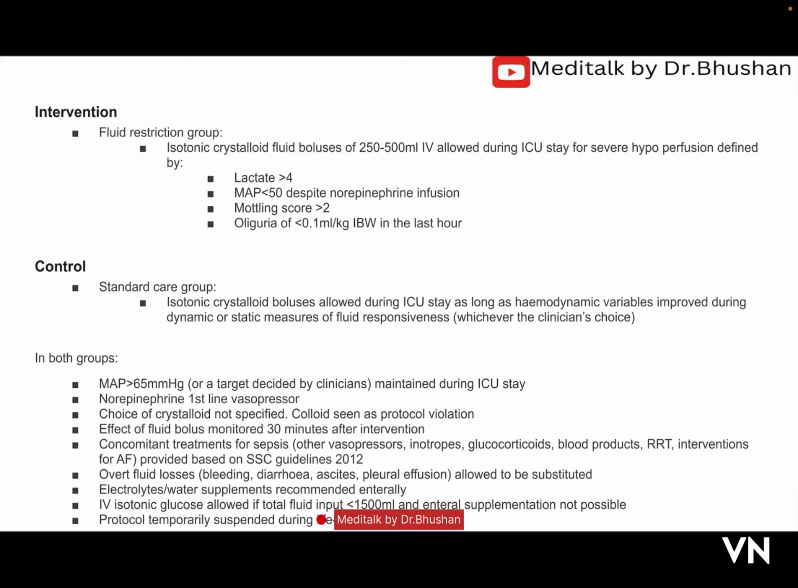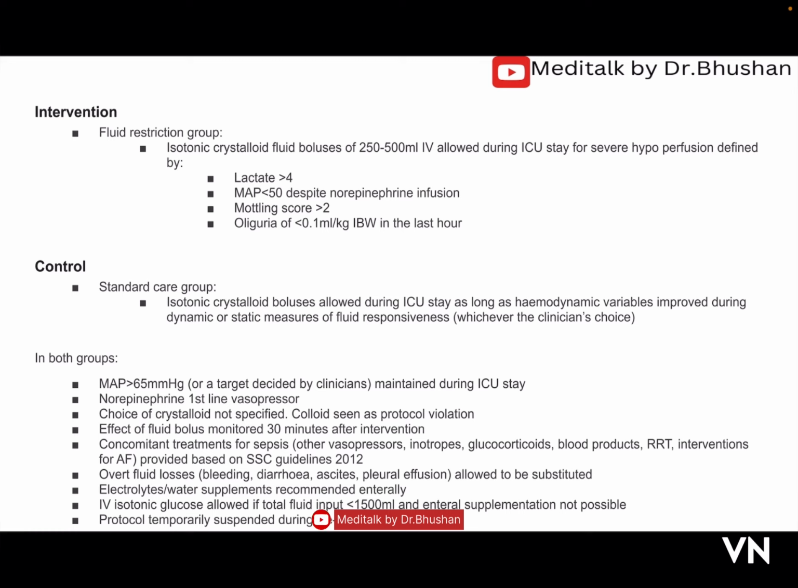Norepinephrine as first-line vasopressor. Choice of crystalloid not specified, colloid seen as a protocol violation. Effect of fluid boluses monitored 30 minutes after intervention. Concomitant treatment for sepsis: other vasopressors, inotropes, glucocorticoids, blood products, RRT, and intervention for AF, provided based on the Surviving Sepsis guidelines 2012.